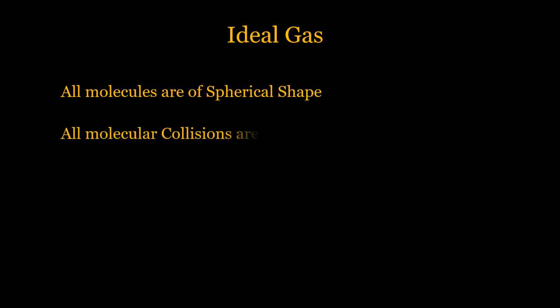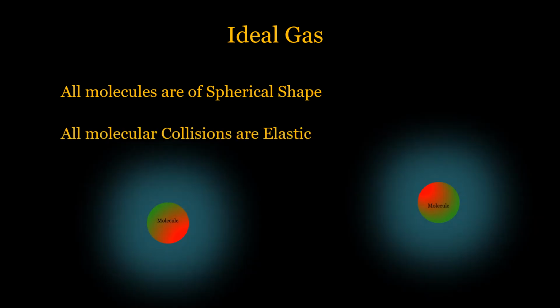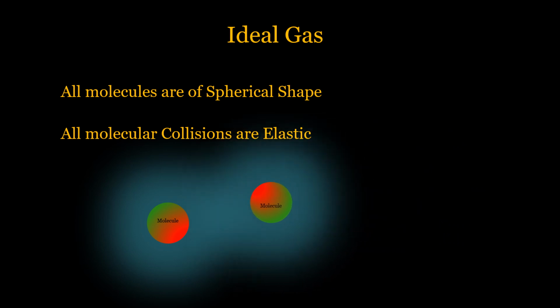Coming back to our original topic, that is, the ideal gas or a perfect gas. It is a gas in which all molecules are of a spherical shape and the molecules collide elastically. Meaning, when molecules collide, they respond like they are hinged to a spring.